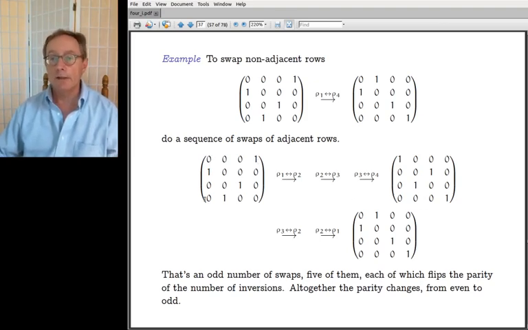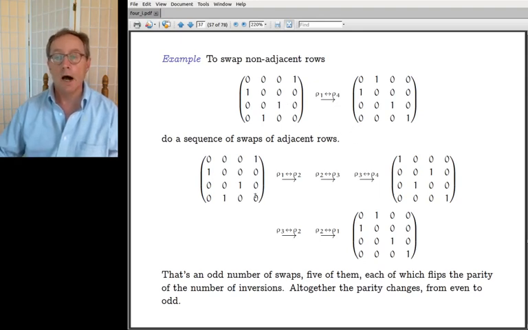Okay, so let's take the iota 2 that used to be at the bottom and move it up. So you swap row 3 and row 2, you swap row 2 and row 1, and you're moving iota 2 all the way up to the top. That was 1, 2, 3, 4, 5 row swaps. So even non-adjacent rows will take an odd number of swaps, each of which flips the parity of the number of inversions.